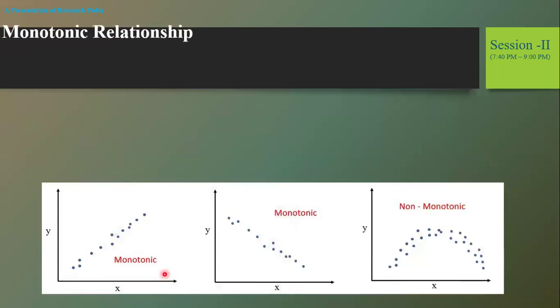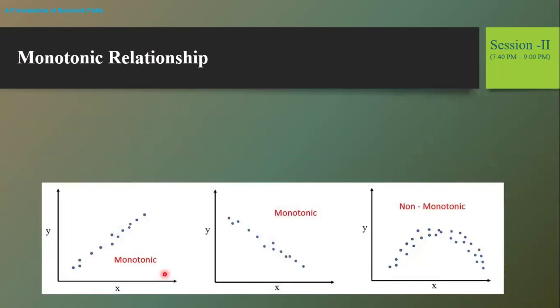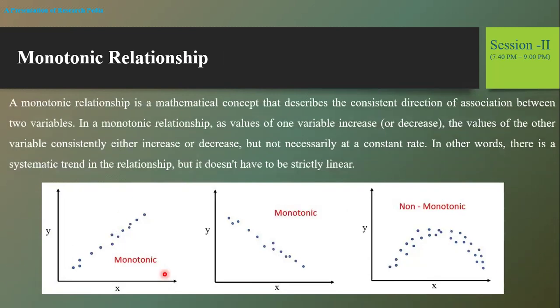There is another category which is considered a monotonic relationship. What does it mean? A monotonic relationship is a mathematical concept that describes the consistent direction of association between two variables. In a monotonic relationship, as the value of one variable increases or decreases, the value of the other variable consistently either increases or decreases, but not necessarily at a constant rate. So when the other value increases or decreases but not at a constant rate, we would consider it a monotonic relationship.